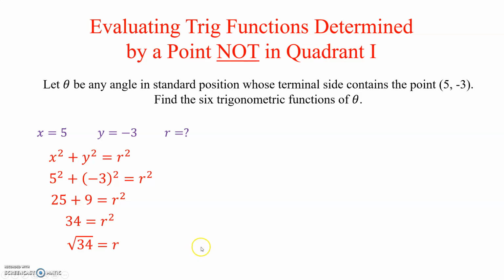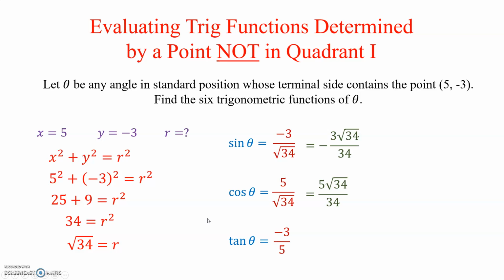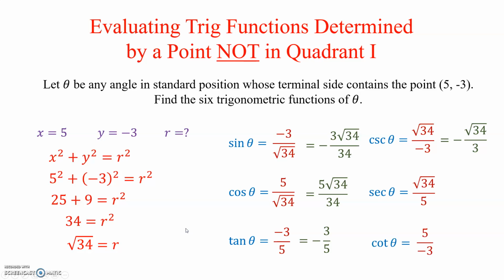So the only difference with our answers now is that wherever we use the y, the 3 will be negative. So there's our negative 3. Simplify. Negative 3 radical 34 over 34. Cosine won't change. There's our tangent, negative 3/5. Again, all I did is just make it look more like a negative fraction. Again, the reciprocal, I'll do the same thing, make it look like a negative fraction. Secant, and then cotangent. Again, I'll make it look like a negative fraction.